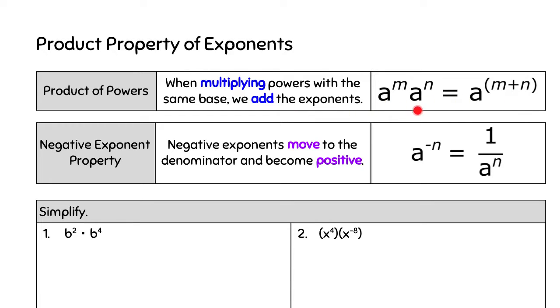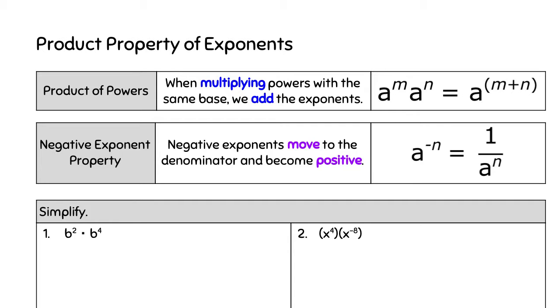So right here I have a little sample. See how these two a's are next to each other with no symbol? That means they want you to multiply those a's. One has an exponent of m and the other one has an exponent of n. So when I put them together, all I have to do is add those exponents. This is the main property that we're going to be talking about today, the product of powers.